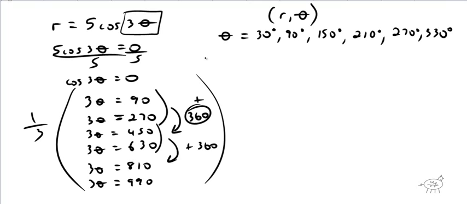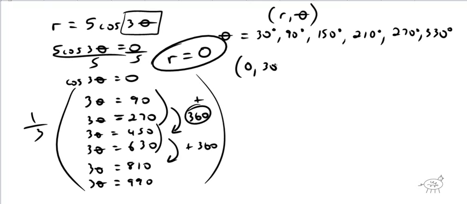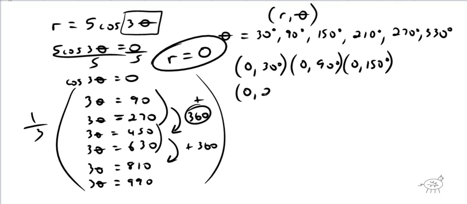So, again, remember, r is 0. That's what we did. We set it equal to 0. So your answer is going to be 0 comma 30 degrees, 0 comma 90, 0 comma 150, 0 comma 210, 0 comma 270, and 0 comma 330. Okay? Those are your 6 answers. That's where it crosses the pole. Not that bad. Let's do another one.